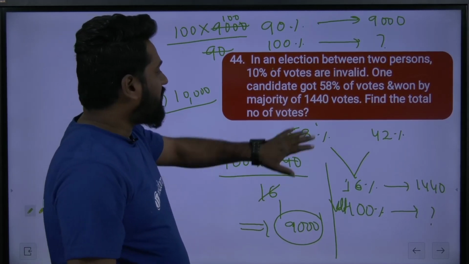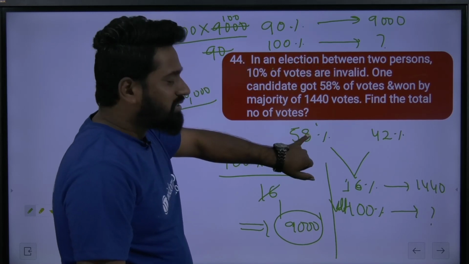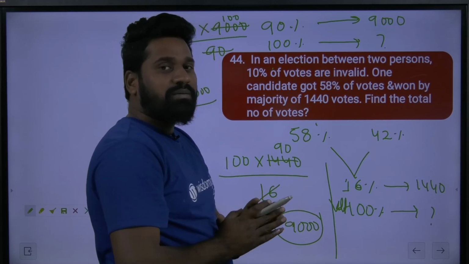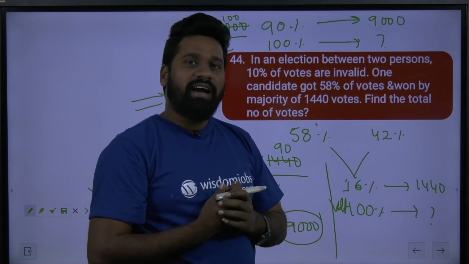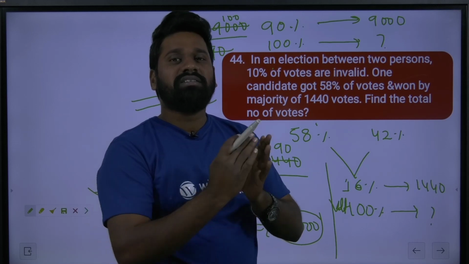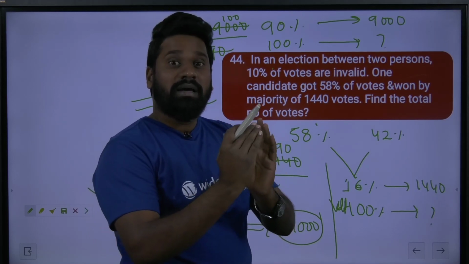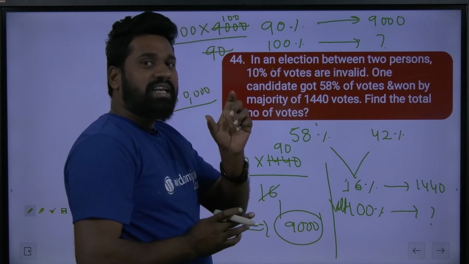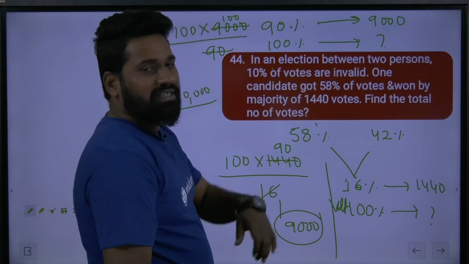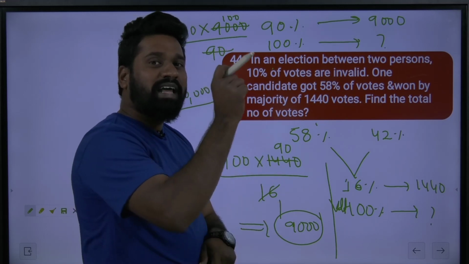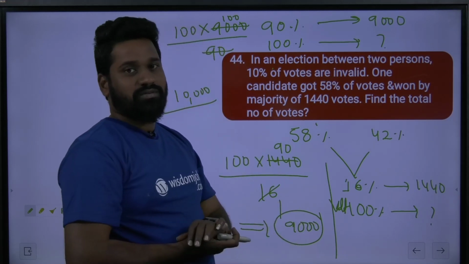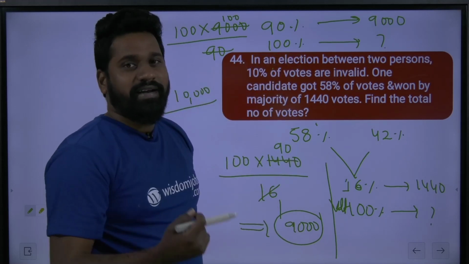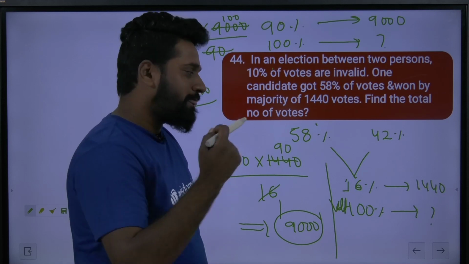Is it clear? Don't confuse, because first we have to consider 100% for valid votes only. Suppose 8,000 votes are valid. We have taken that 8,000 as 100%. That is the total number of valid votes. We are getting 9,000 here. But the condition is clearly given that 10% are invalid. That means only 90% indicates this 9,000. So the total number of votes is indicated by 100%. Clear? Right.